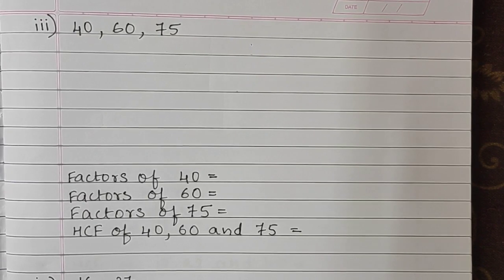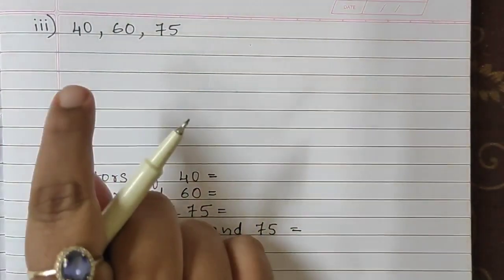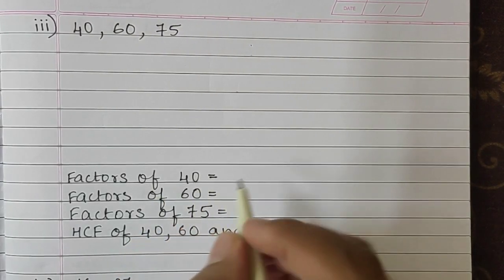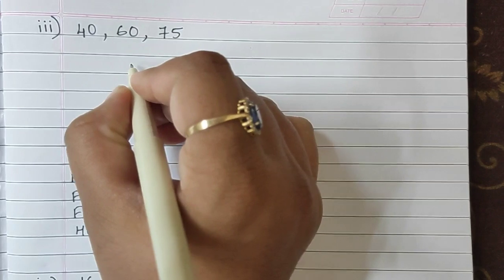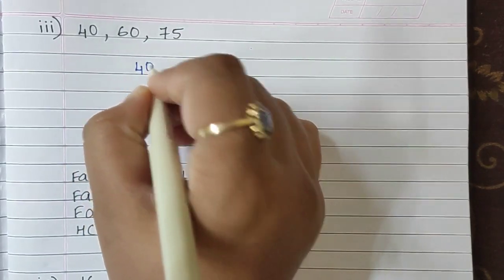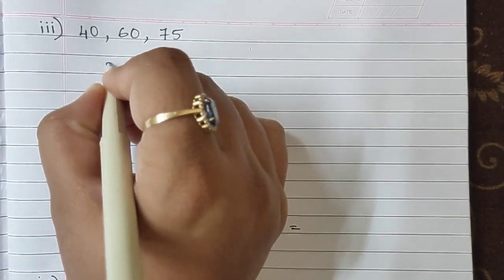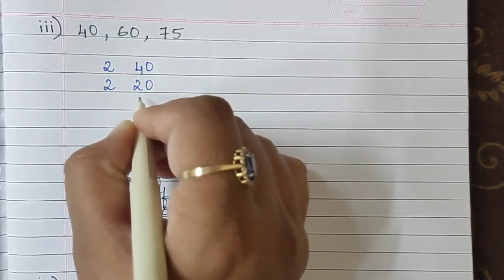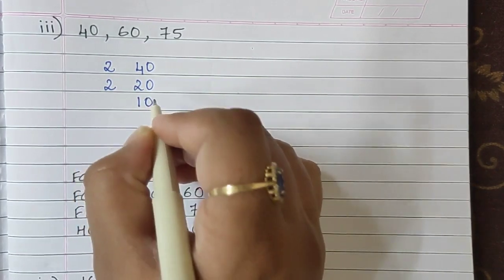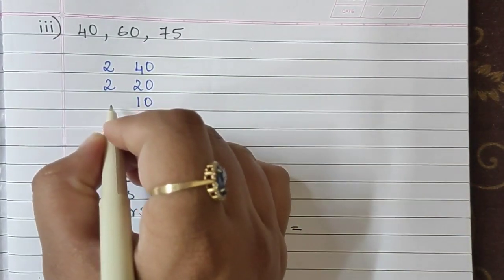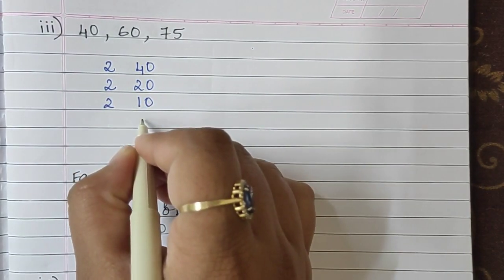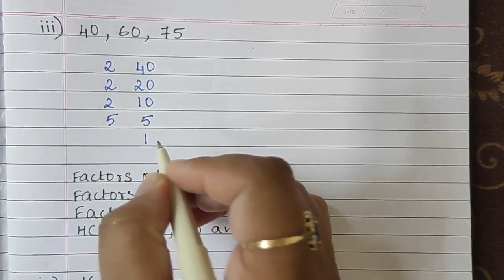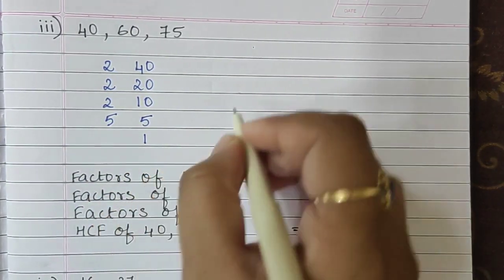Moving to sum number 3. Sum number 3 says 40, 60 and 75. So we'll factorize each of them first. First I'll factorize 40. It's an even number, so we'll begin with 2. 2 2s are 4, 0s are 0. 2 1s are 2, 2 zeros are 0. 2 5s are 10 and 5 1s are 5.